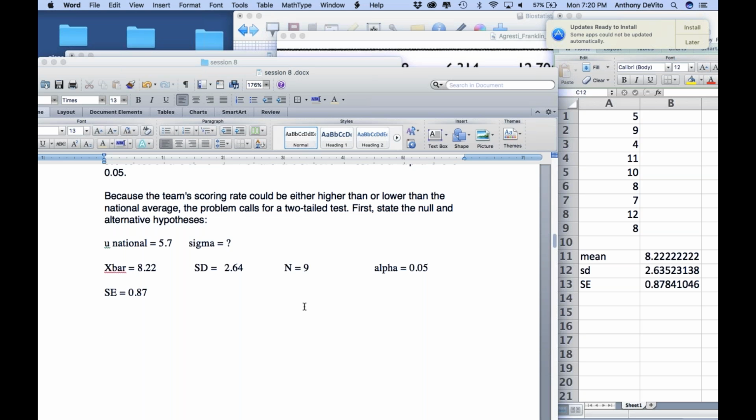Okay, so the way I would phrase this, I would say that mu for the population, all of the teams, is equal to mu for the local team. And my alternative hypothesis is going to be mu for the population is not equal to mu for our local team. Okay, so we're going to test that null and alternative hypothesis.